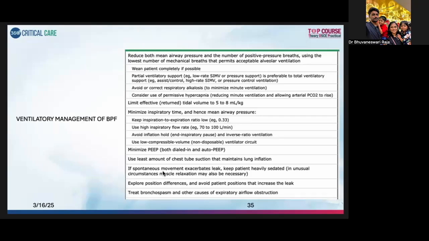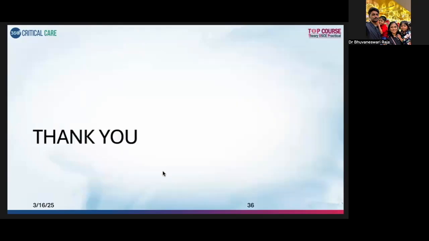Use the least amount of chest tube suction that maintains the lung inflation. If spontaneous breathing distorts the picture, then you sedate and ventilate the patient. Avoid position differences that could exacerbate the leak, and treat bronchospasm or any expiratory flow limitation. Okay. So this completes our ICD lecture.